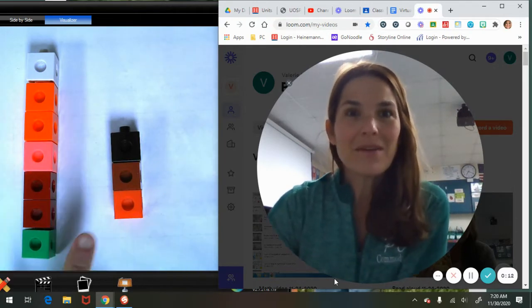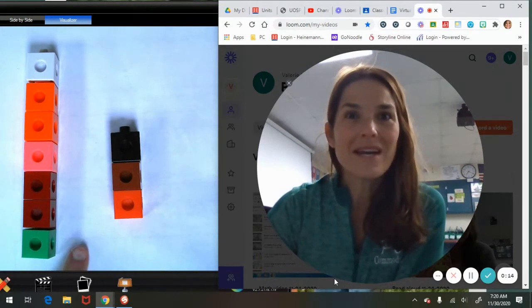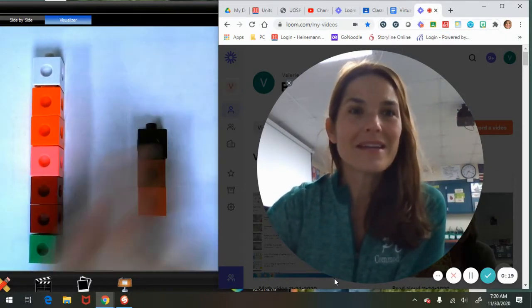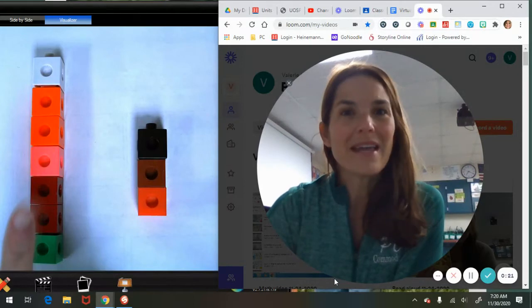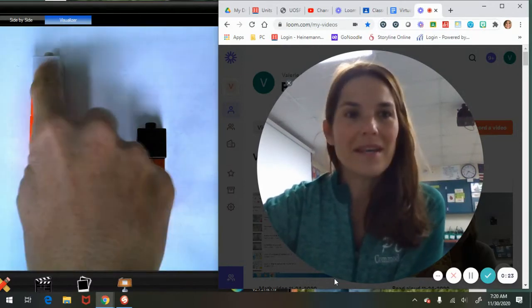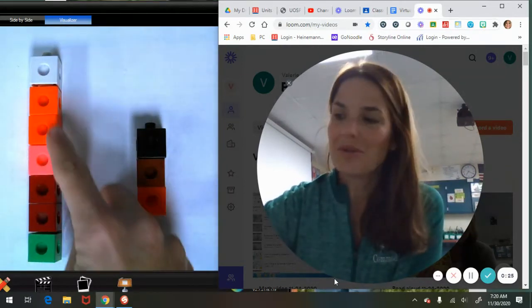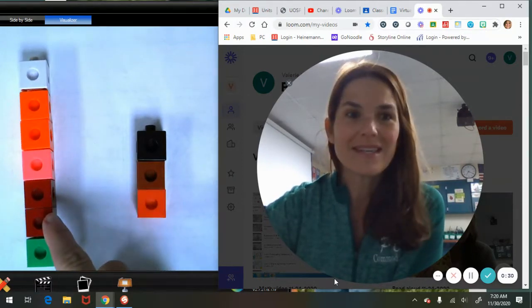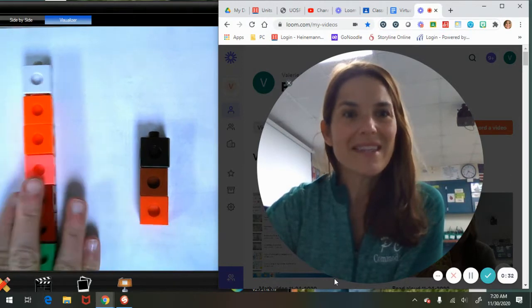Today, if you'll look over here on this other screen with me, you'll see that I have some cubes here. Let's look at my first tower of cubes. Count them with me. 1, 2, 3, 4, 5, 6, 7. There's 7 in that tower.